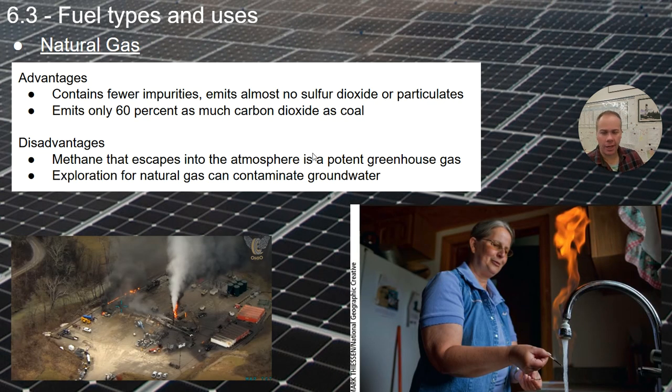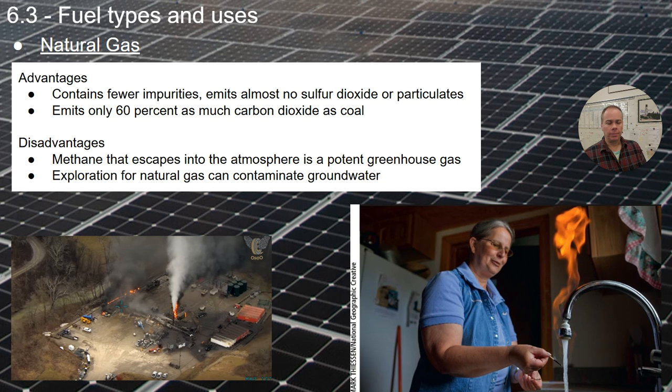The advantages of natural gas, as I said previously, are it contains fewer impurities. There's less of the heavy metals and nitrogen and sulfur. And so as natural gas is burned, it emits less sulfur dioxide and less particulate matter. It's about 60% of the carbon dioxide as coal. So burning coal produces much more carbon dioxide, leading to climate change.